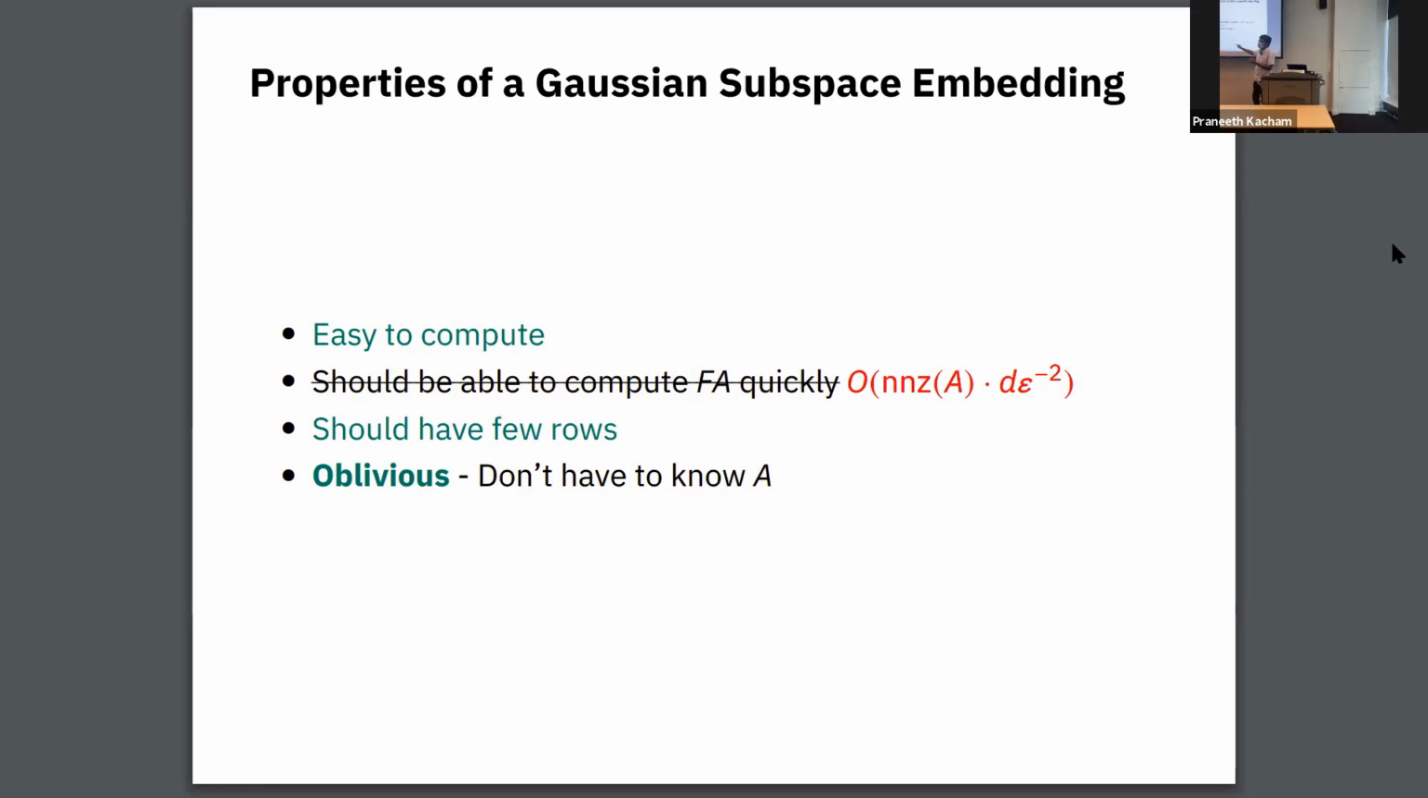The most important property I want to stress is that it is oblivious. This Gaussian matrix doesn't depend on the matrix A which you want to apply it to. You can just sample it independently of the matrix A.